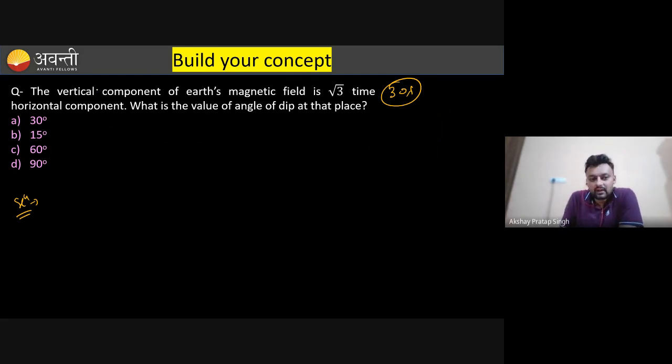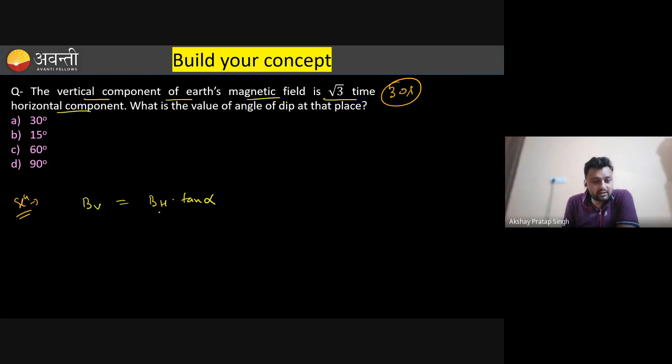What does the question say? The vertical component of Earth's magnetic field is root 3 times the horizontal component. First of all, what is the relation between vertical and horizontal components? Do you remember anything like that? Vertical component is equal to horizontal component times tan alpha. This is the relation that we know. I have discussed it three or four slides before.